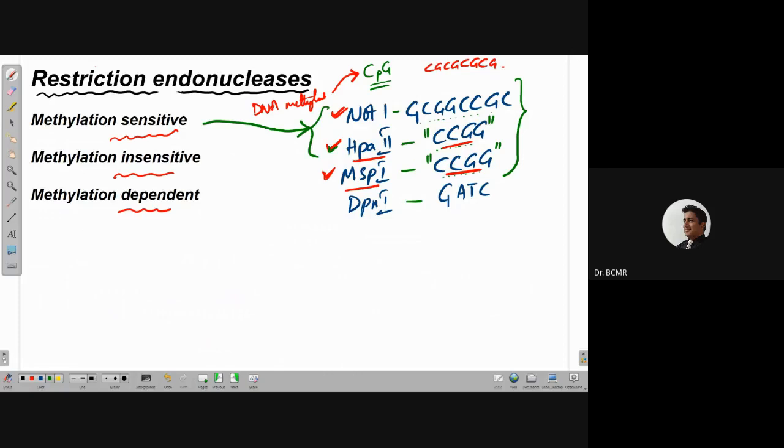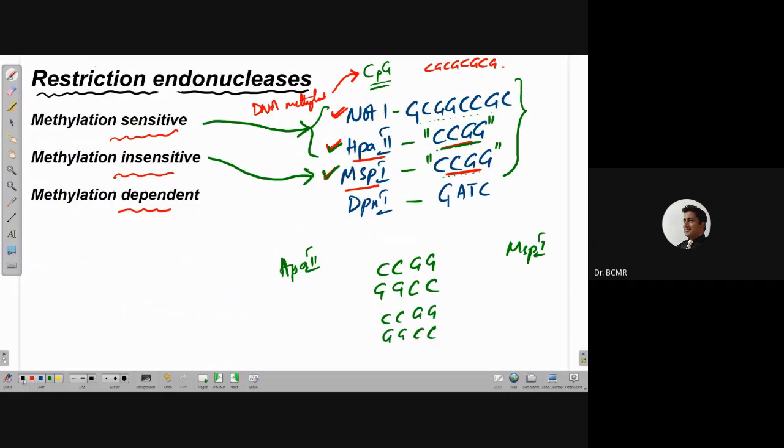The same is the case with HpaII. It cannot cleave methylated target sites. Its target site is CCGG, and it cannot cleave if this sequence is methylated. MspI is special. It is methylation insensitive. I will just take HpaII and MspI here, also CCGG.